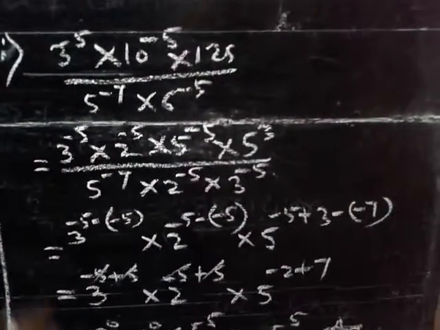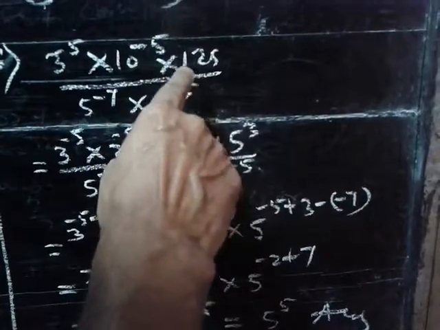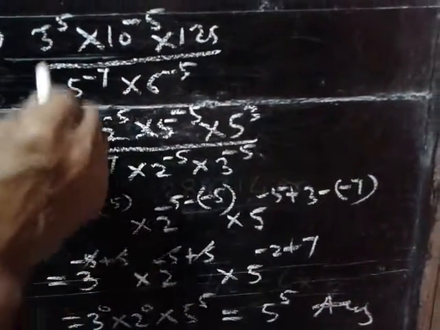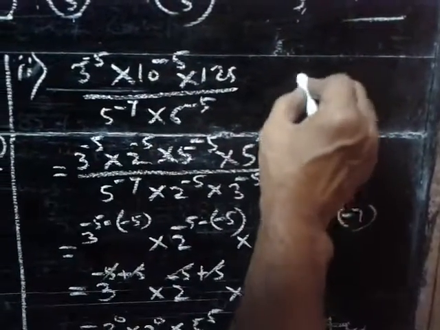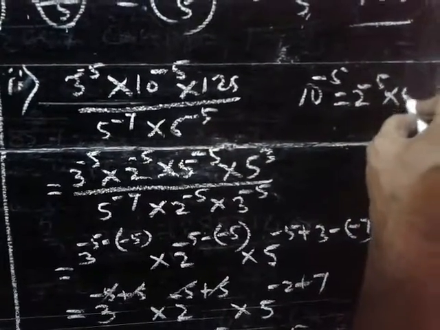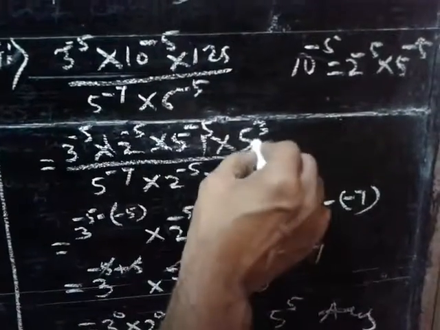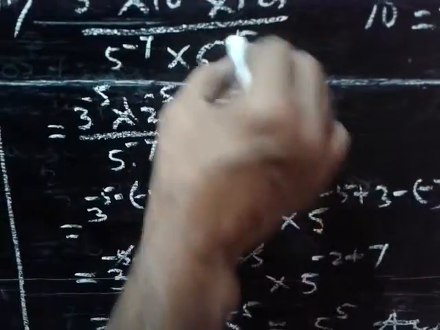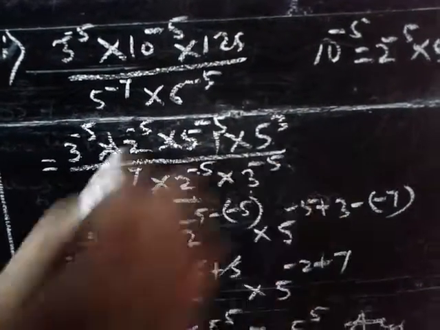And last one is 7, number 2. This is 3 to the power minus 5 into 10 to the power minus 5 into 125 by 7 to the power minus 7 into 6 to the power minus 5. See, 10 to the power minus 5 you can convert into 2 into 5 to the power minus 5. So I just put over here like this, and this is 5 cube means 125. This is 5 to the minus 7, and 6 to the power minus 5 equal to 2 to the power minus 5 and 3 to the power minus 5.